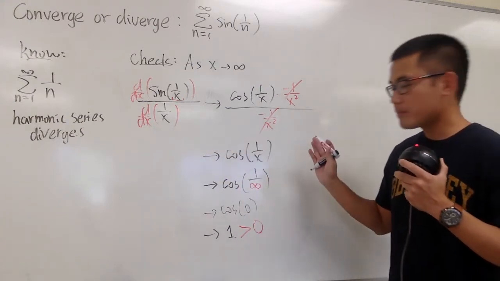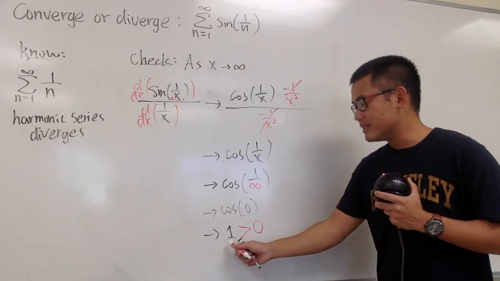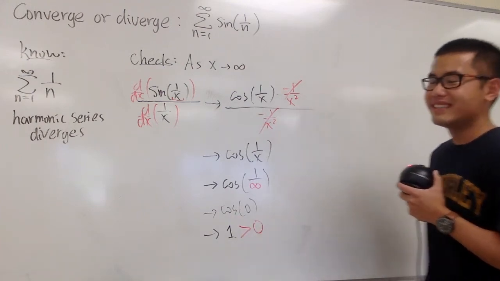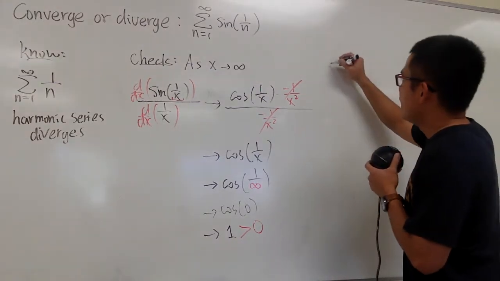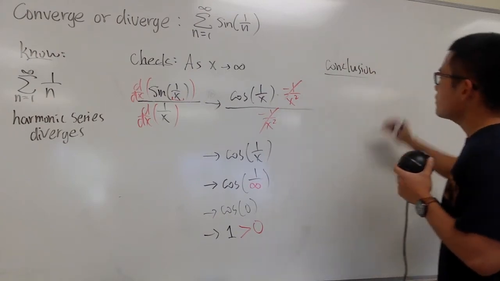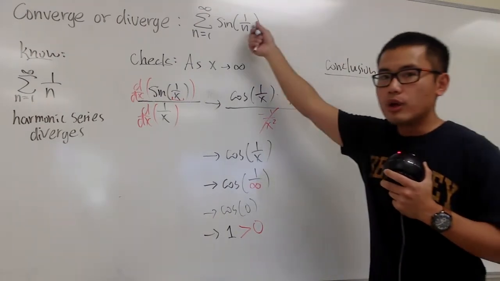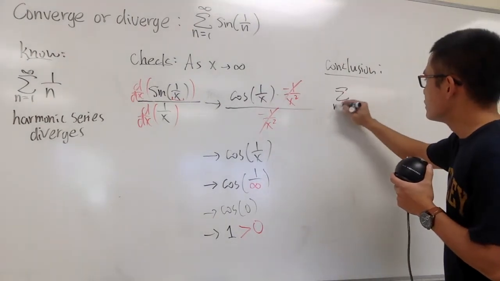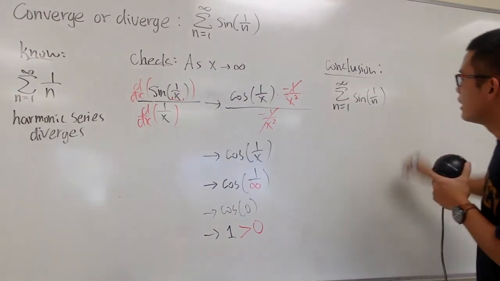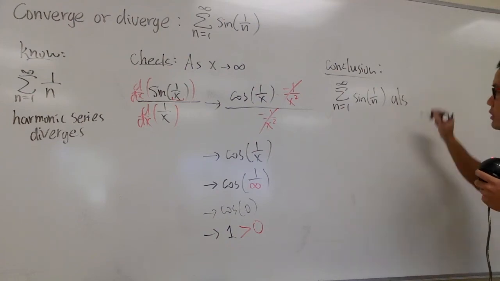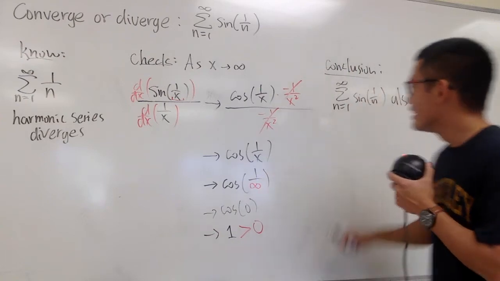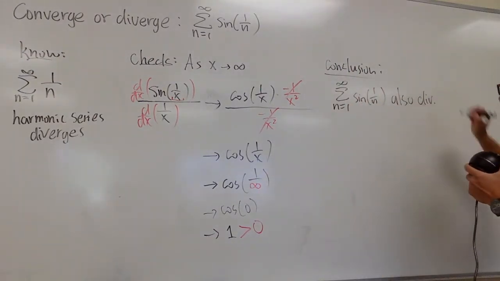Okay, we can draw a conclusion because this limit is bigger than 0, right? This is 1, which is bigger than 0. So, at the end, we'll just go ahead and write our conclusion. And the conclusion is that the original series, the series when n goes from 1 to infinity, sine of 1 over n, this right here also diverges. Just like that, right?